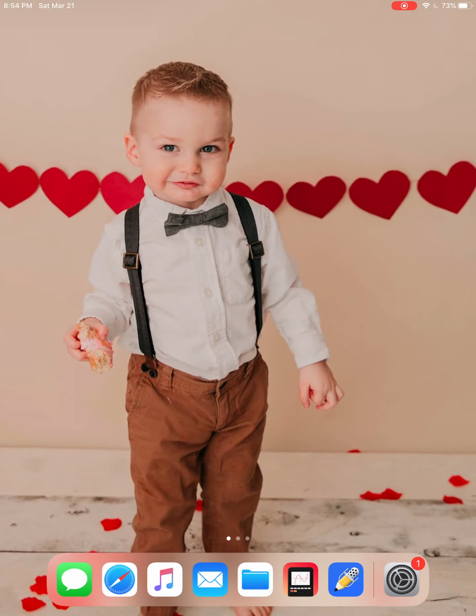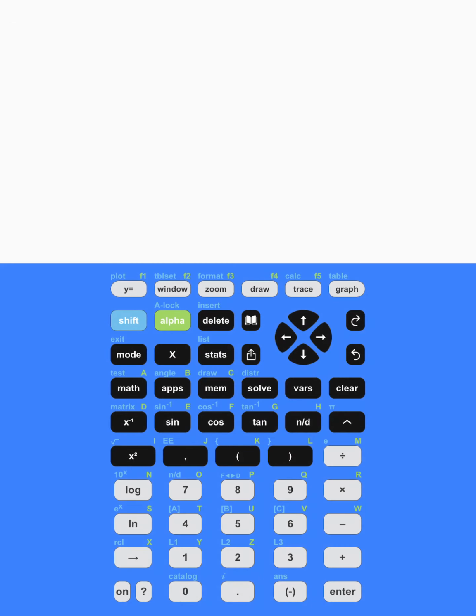So we're going to go to our graphing calculator. We're going to go to y equals. We're going to clear whatever's there in y equals.